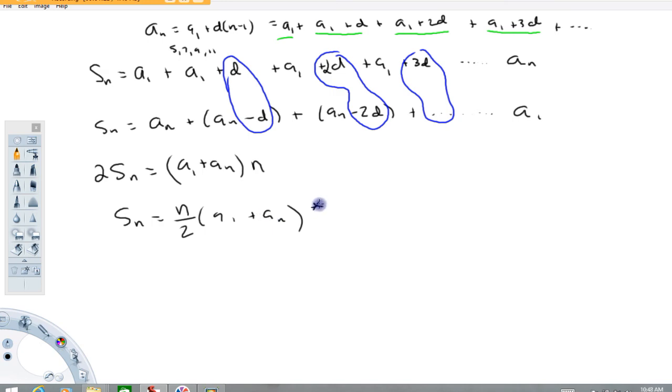This equation here we're going to use quite a bit in upcoming days for calculating the sum of arithmetic sequences. Hope that this video helps demonstrate the equation.